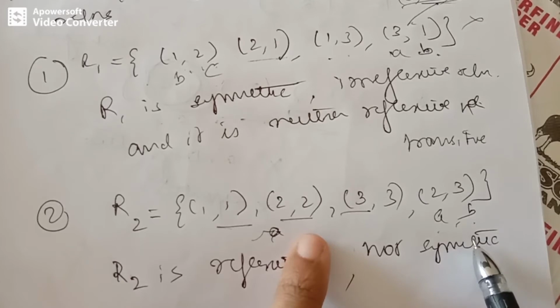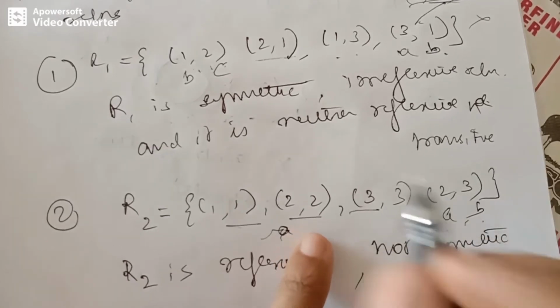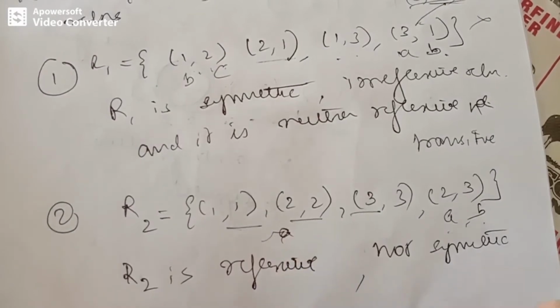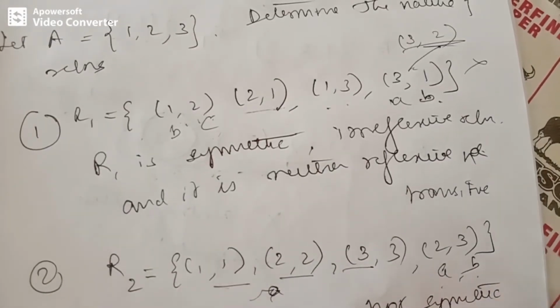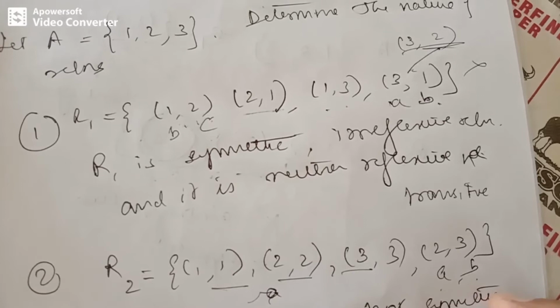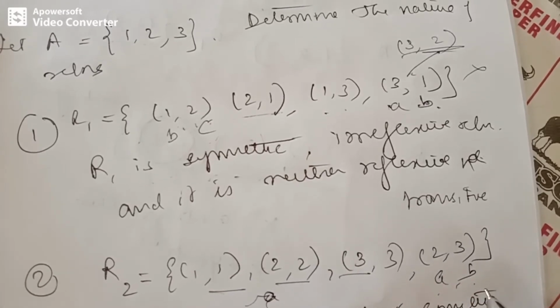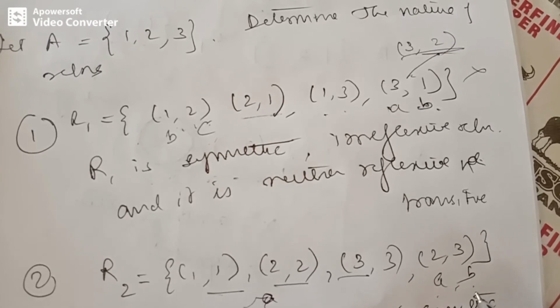I need to have both the pairs. Okay, so in order to check for A comma C belongs to R, I can say that, do we have A comma B belongs to R and B comma C? No, I do not have.